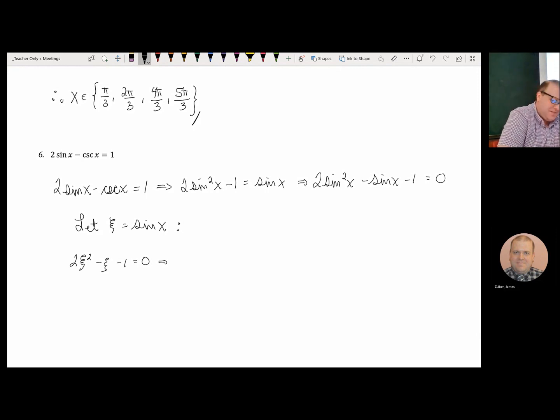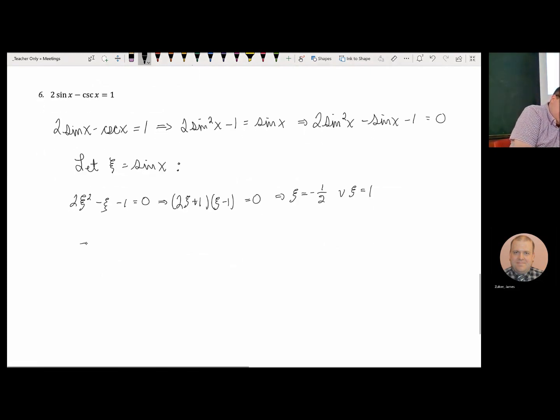Can that be factored? What is it factored to? 2C plus 1 times C minus 1. So C is -1/2, or C is 1. Which means sine of x equals -1/2, or sine of x is equal to 1.